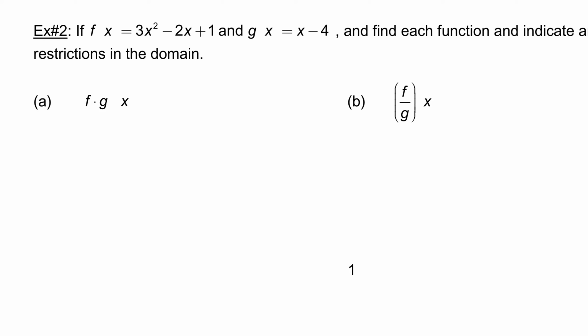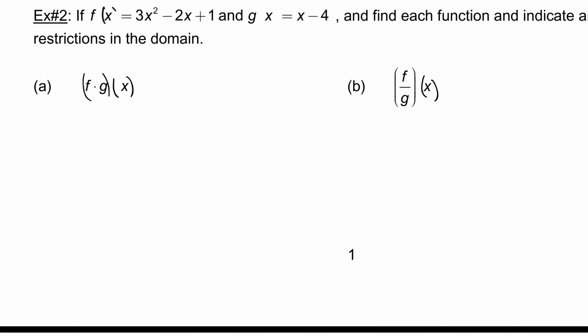I think this is a pretty straightforward lesson. You just have to understand what you're supposed to do, and then you just practice. So, f times g of x is the same thing as saying f of x times g of x. You're just multiplying them. So, this is going to be 3x squared minus 2x plus 1 multiplying by x minus 4.